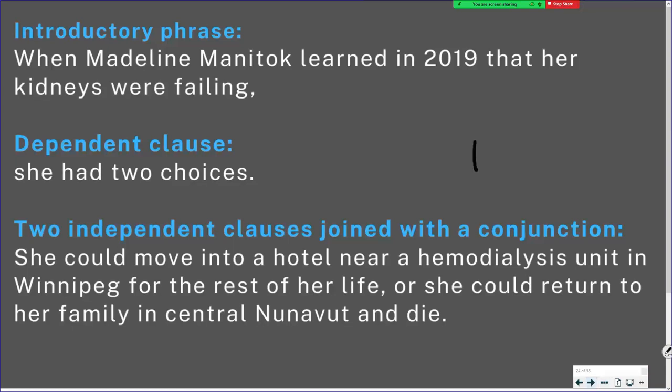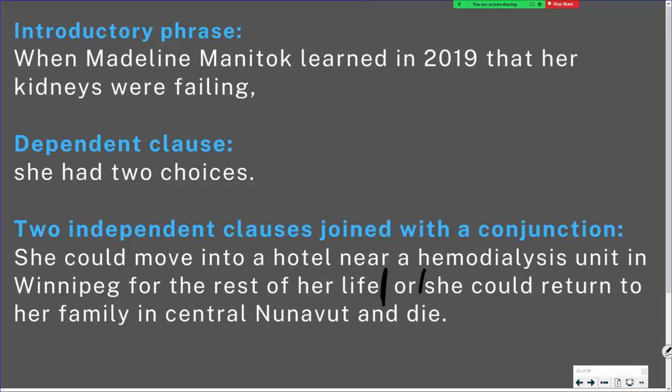In the second example, we've got 2 independent clauses joined with a conjunction. And remember, we can use the FANBOYS acronym to keep those in mind. So for, and, nor, but, or, yet, so. Those are the most common of the conjunctions, and they help us. The conjunction combines 2 parts of a sentence. So she could move into a hotel near a hemodialysis unit in Winnipeg for the rest of her life, right? That could be a sentence. She could return to her family in Central Nunavut and die, right?